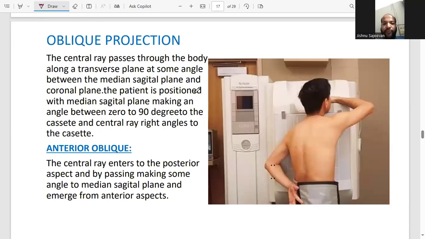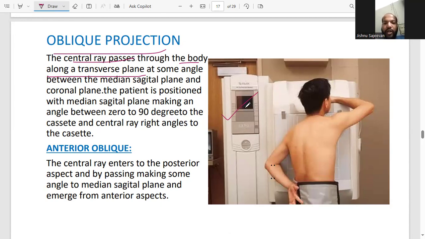Then this is known as the oblique projection. In this oblique projection, we have to know how the central ray is passing, through which planes the central ray is passing. You can see the particular image here. This image is known as the anterior oblique image. So how are we naming that particular projection?